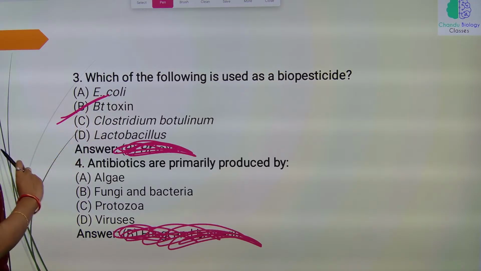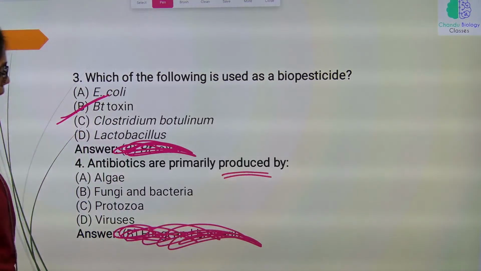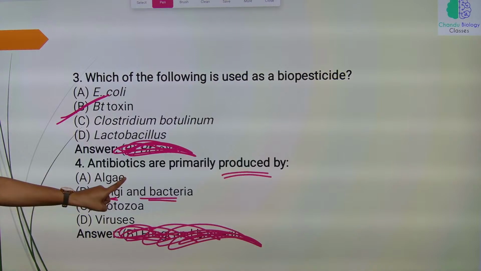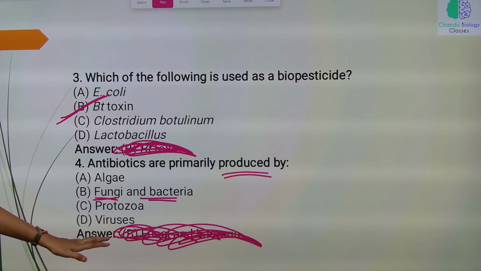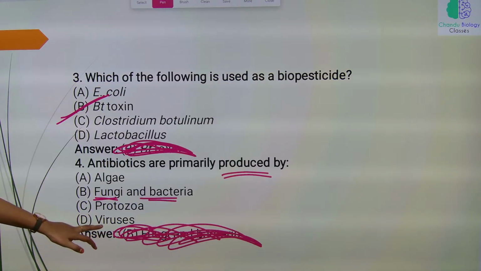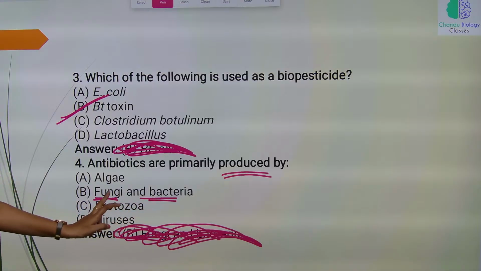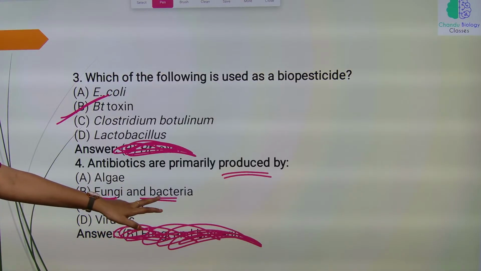Next, antibiotics are primarily produced by what? Antibiotics are primarily produced by bacteria and fungi. Algae play no role in that, protozoans no, viruses which are just living entities or crystal living entities, so they also do not show any role in antibiotics. Major things are fungi and bacteria. The best example is our Penicillium notatum. Okay.